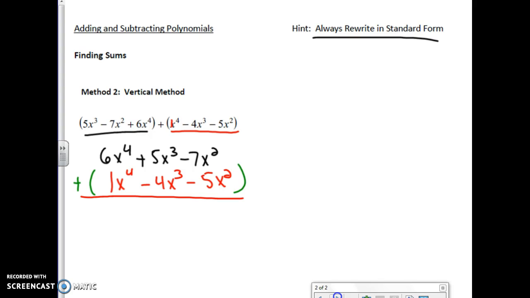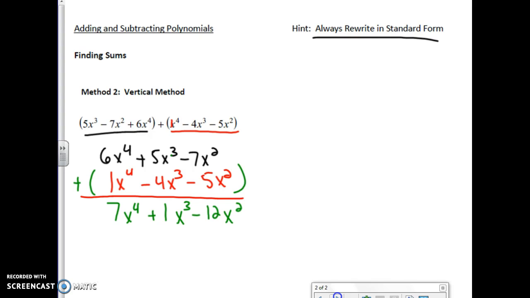I can literally go up and down and say, hey, these both end as x to the fourth. These two terms end as an x to the third. These two terms end as an x squared. And all I'm going to do is add the coefficients together. 6 plus 1 gets me 7. 5 plus negative 4 gets me 1. Negative 7 plus negative 5 gets me negative 12x squared.